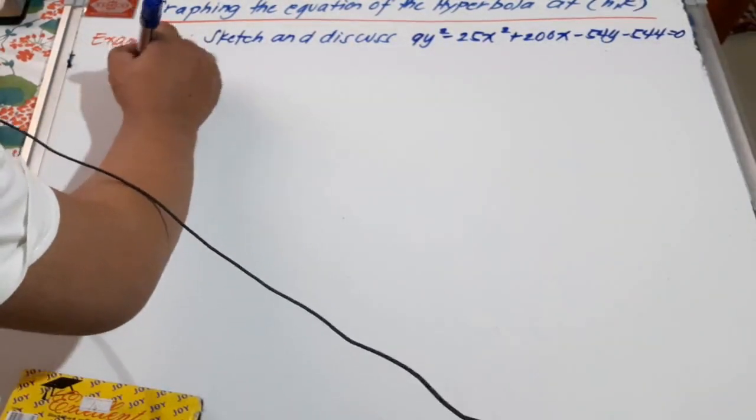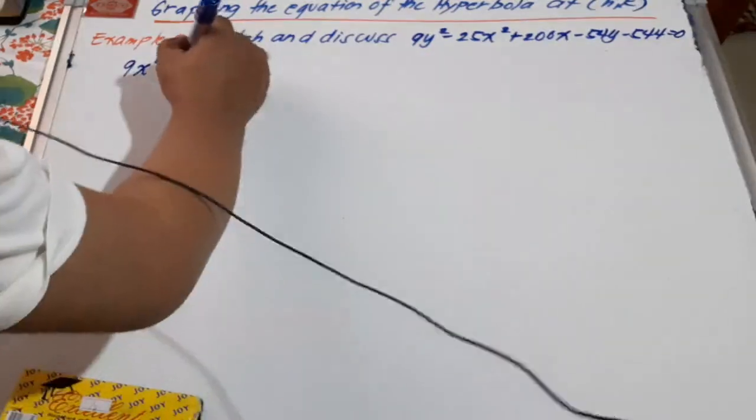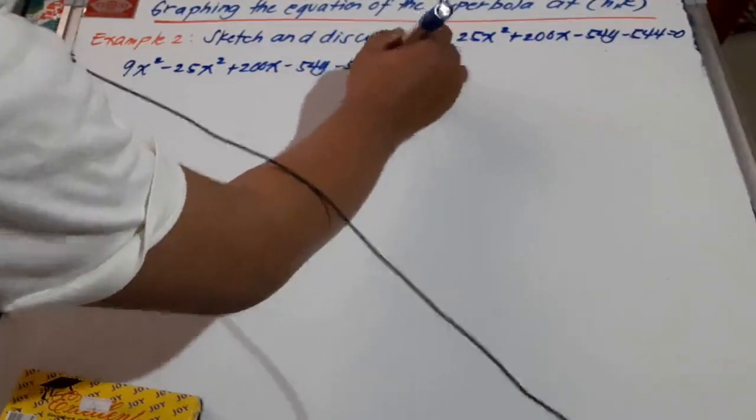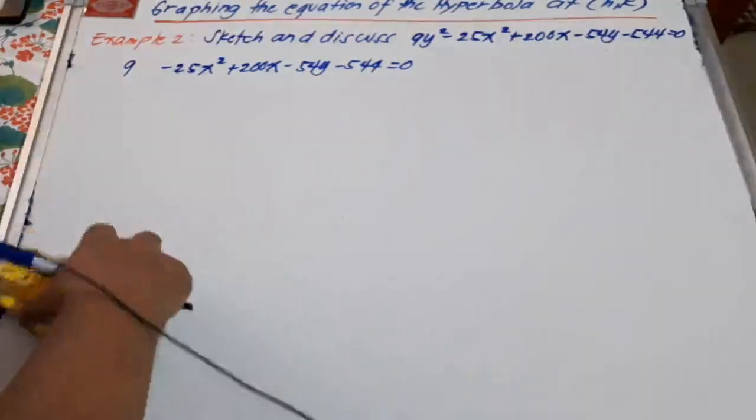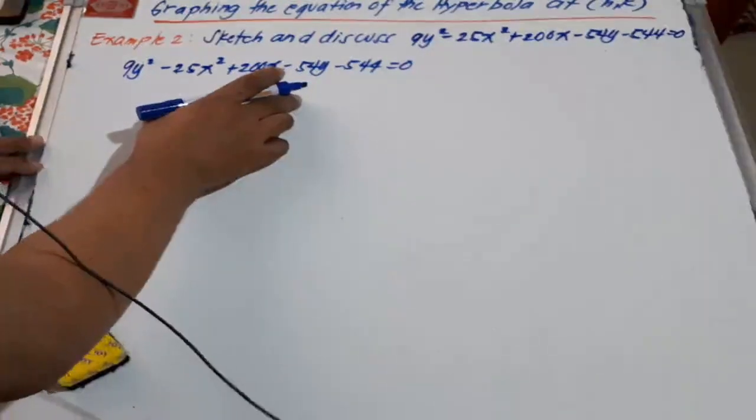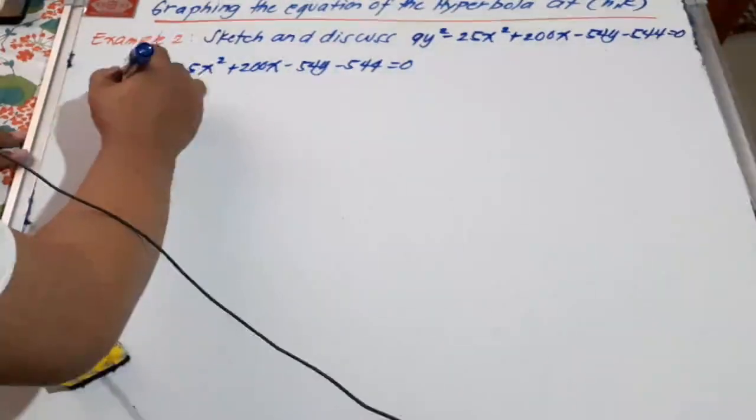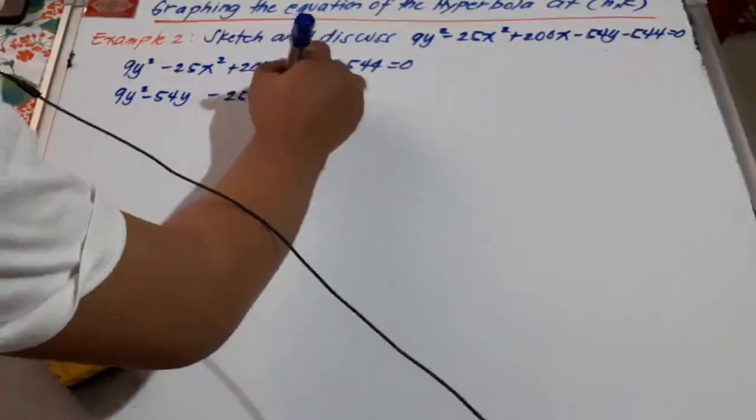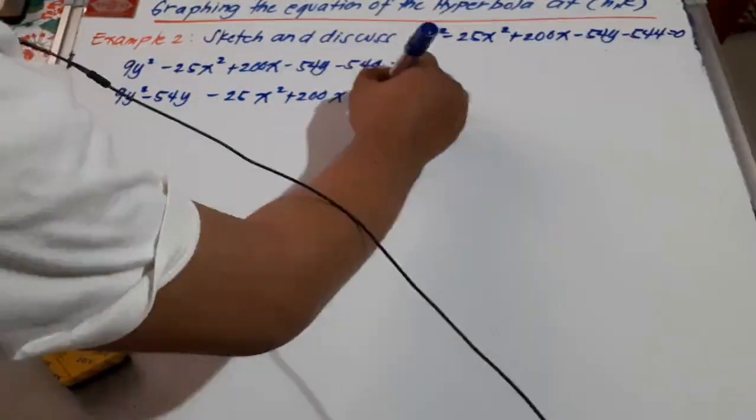We have 9y squared minus 25x squared plus 200x minus 54y minus 544 equals 0. Pagdikitin natin yung mga y term, tapos mag-completing the square tayo. So, we have 9y squared minus 54y minus 25x squared plus 200x. Then, transpose the constant term sa kanan.